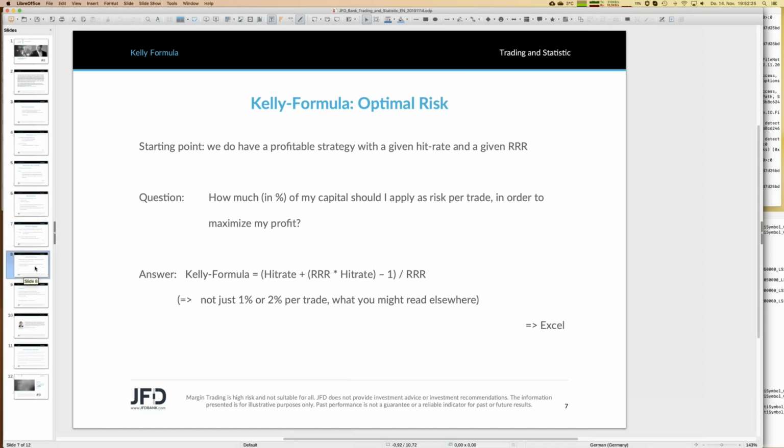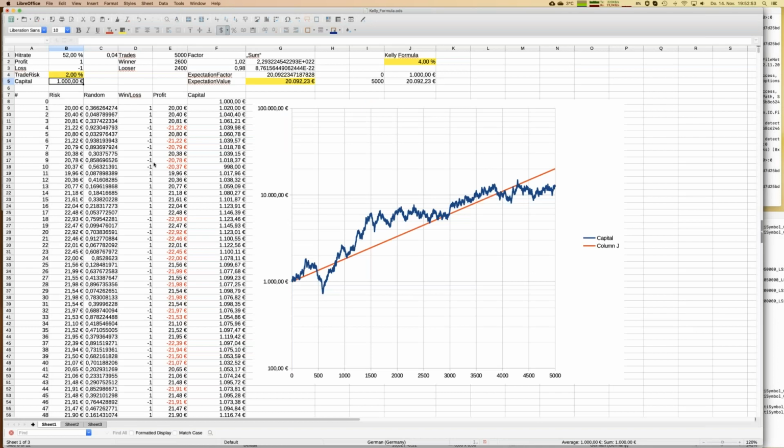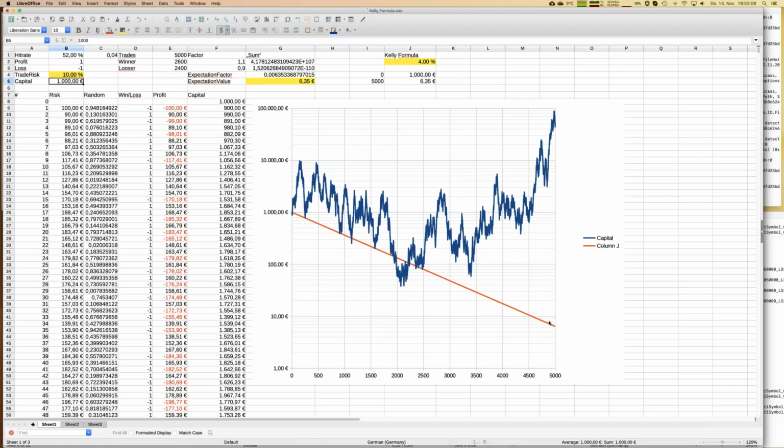But now, and I have more or less already illustrated that, the first statement here on that slide: if we go above 2 times the Kelly formula, remember that was the 8% and then further, then you will definitely lose all your money. You remember? I will repeat it just so that you realize it once again. So at 8%, that is 2 times Kelly, we are back to we don't earn anything. And if you go above Kelly, we are on the loser side.